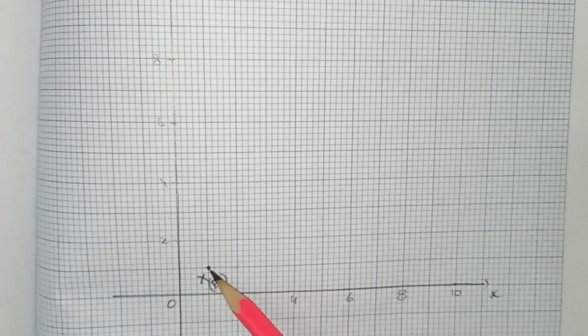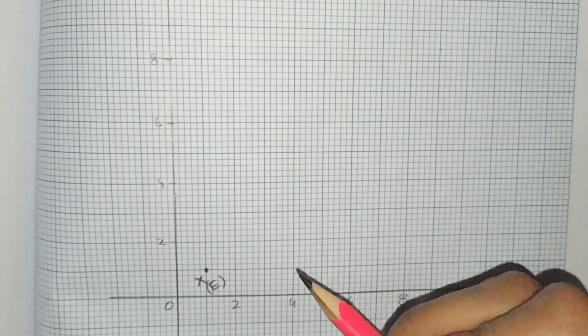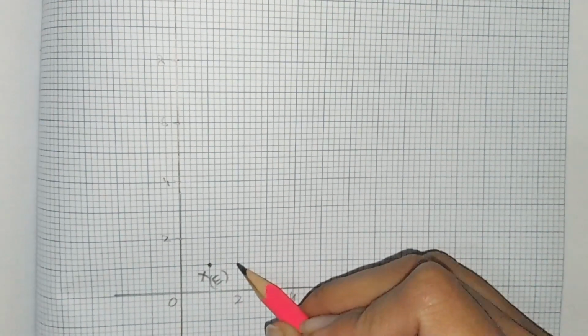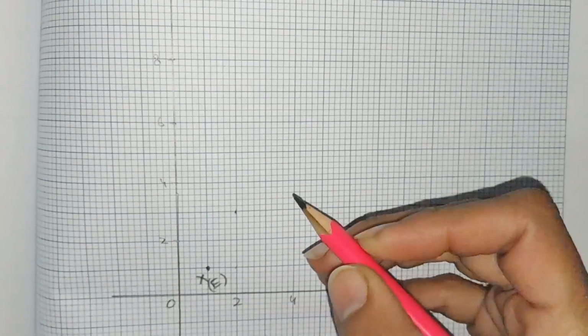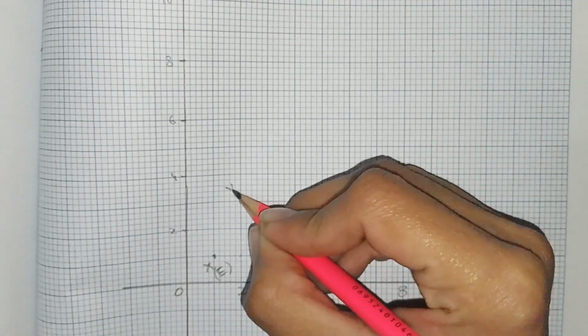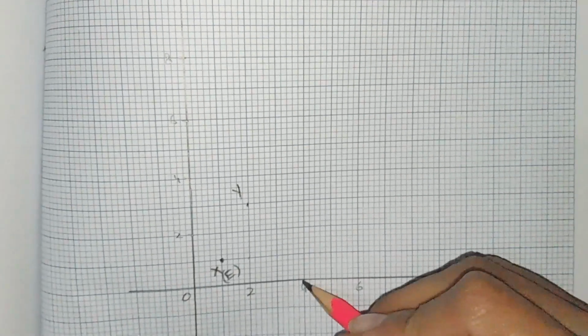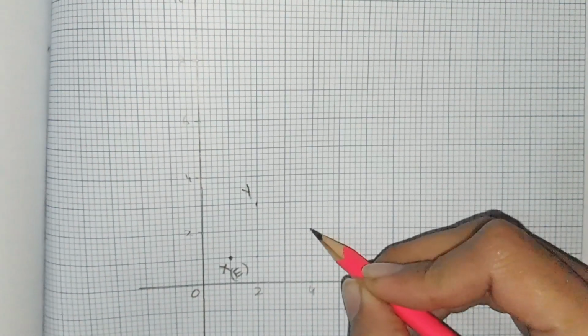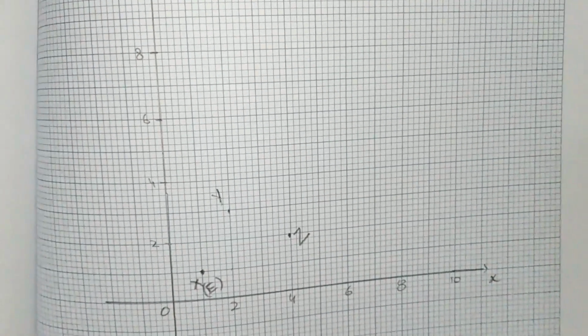Now students, the points X and E are the same. Now we have to draw the point Y, which is 2 and 3. This is 2 on the x-axis, and on the y-axis this is 3. This is the point Y. Now Z is 4 and 2. This is 4 and this is 2. Now we join these points and make a triangle.